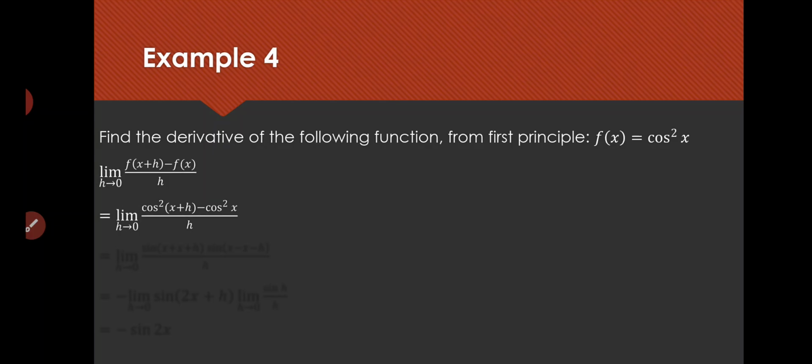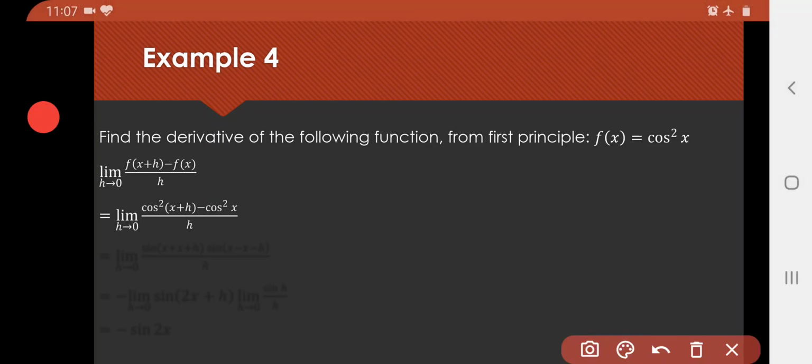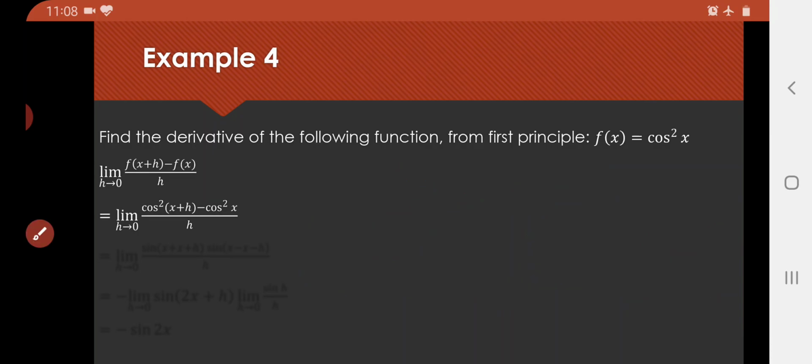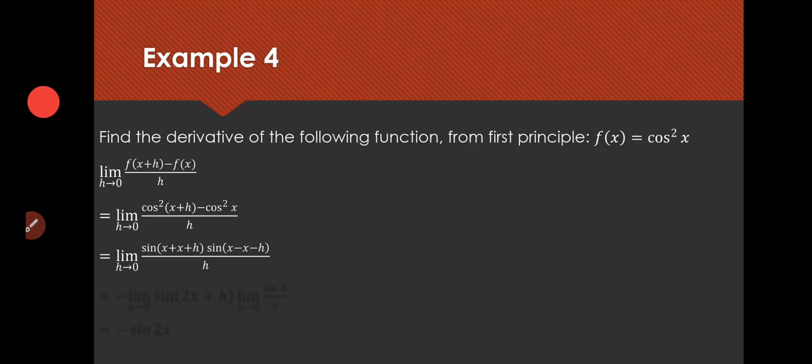Now this formula, if you remember from your trigonometry classes, is that cos square b minus cos square a is equals to sine of a plus b into sine of a minus b. If you remember, this was one of those transformation formulae which you had. Therefore, applying this formula here, what do I get? I have sine of x plus h into sine of x minus h by h.